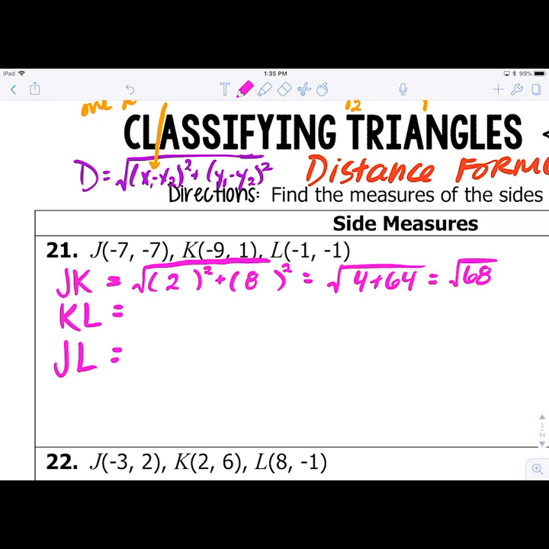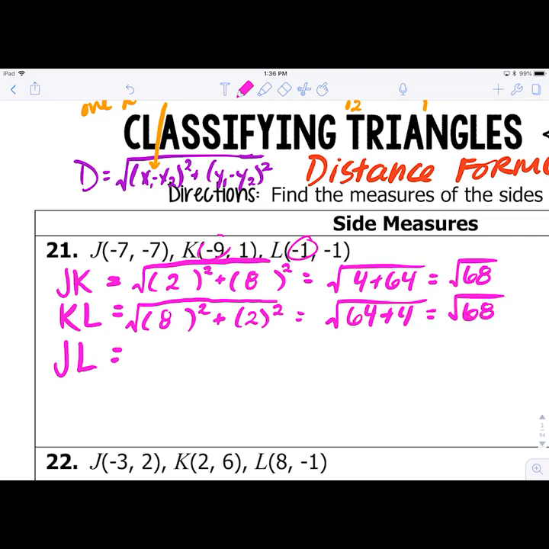For these problems, don't even worry about reducing this, okay? I don't care what this is as a decimal or as a simplified radical. All I'm trying to do is see how these sides relate to one another. Let's look at KL, okay? What's the difference in the x's? Well, I got negative 9 to negative 1. How far are they separated from each other? 8 units. How far are the y's separated from each other? 1 and negative 1. That's a 2 unit separation. 64 plus 4, 68. There we go.